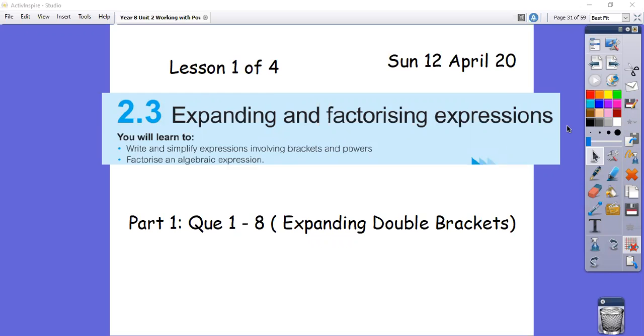Expanding and factorising expressions. The learning intention for today is to write and simplify expressions involving brackets and powers. Then in the second part of the lesson, we will look at factorising algebraic expressions. So this is lesson 1 of 4. Right, so let's move on to the first question.